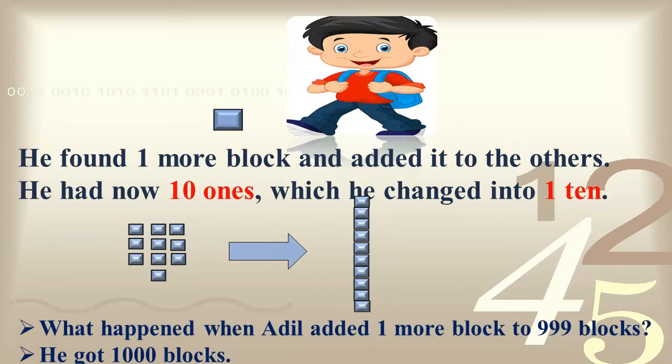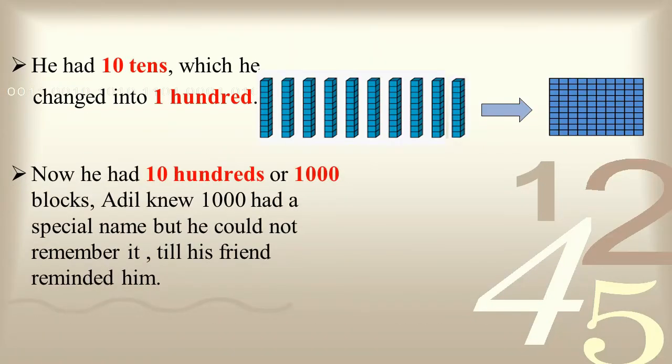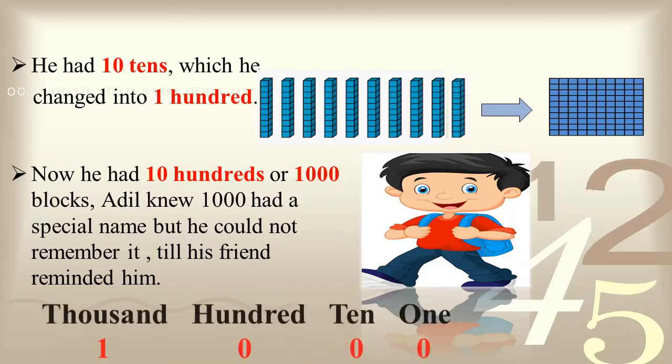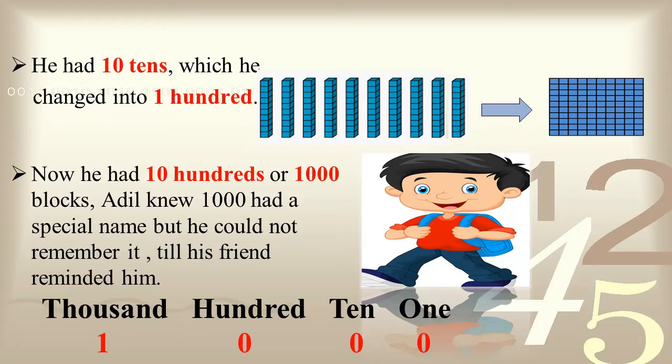So what happens when Adil adds one more block to 999 blocks? He found he had 10 tens, which he changed into 100. Now he had 10 hundreds or 1000 blocks. Adil knew 1000 had a special name, but he just could not remember it till his friend reminded him.